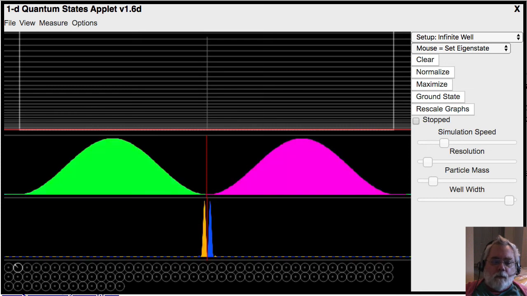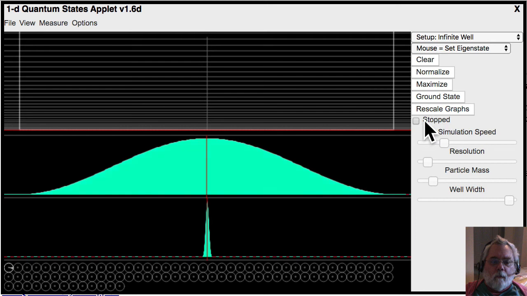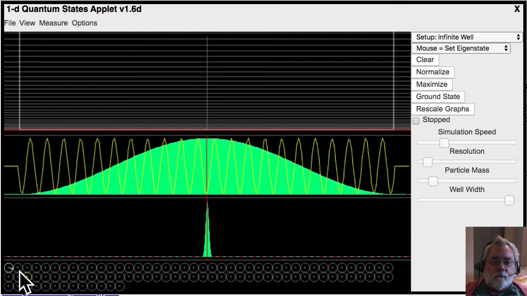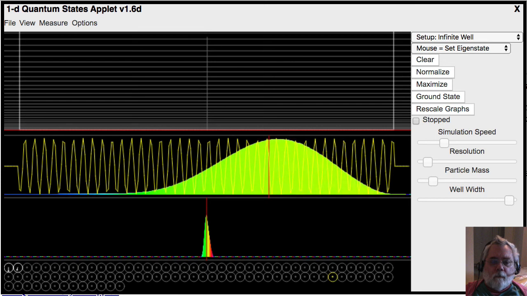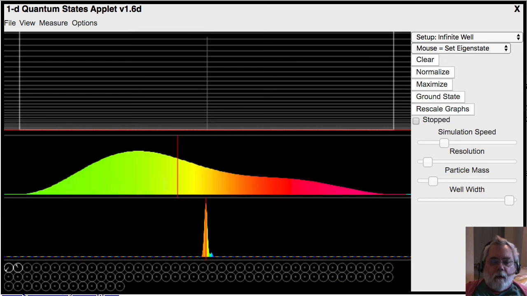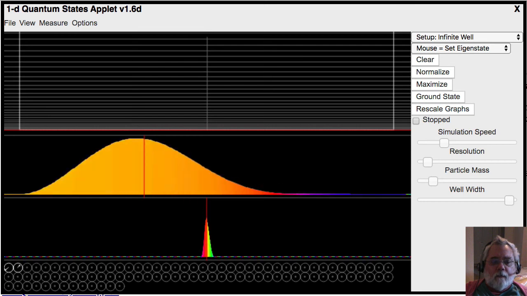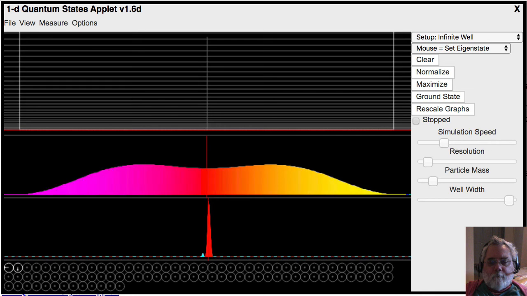Now what we're going to do is create a superposition state consisting of the ground state plus the first excited state.